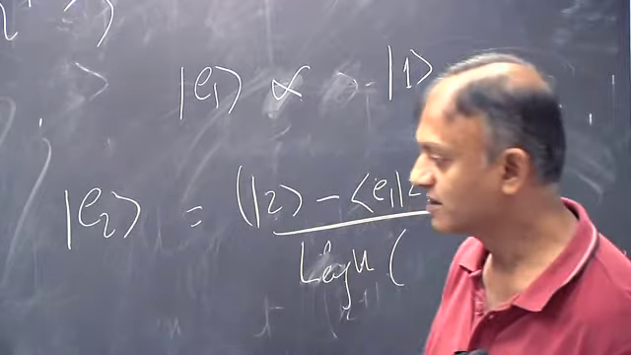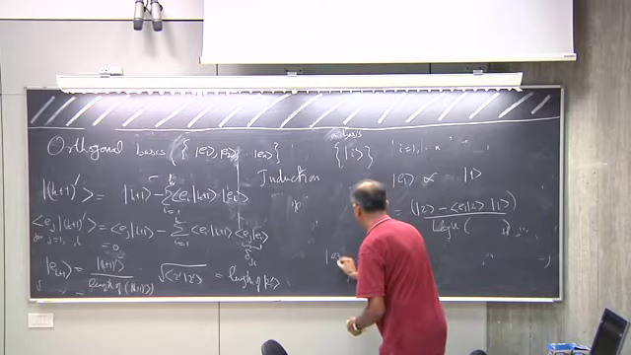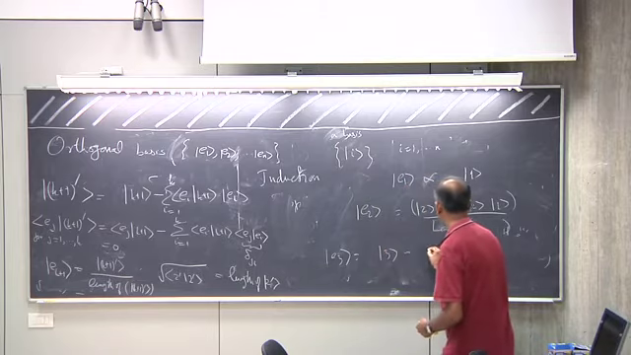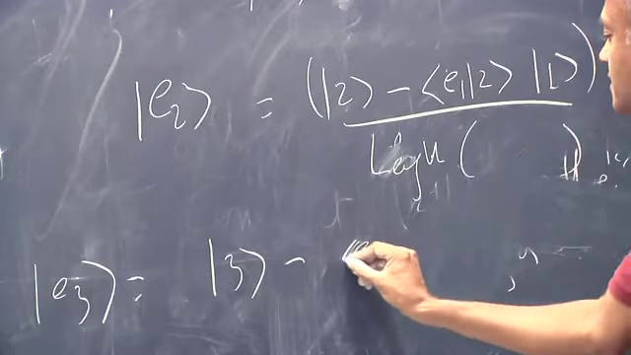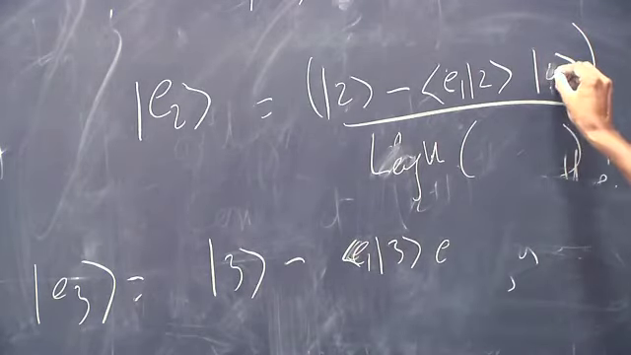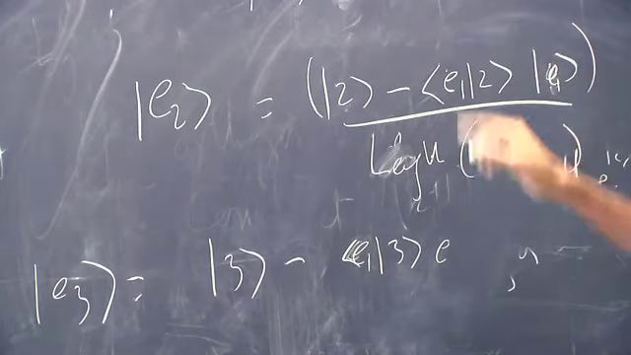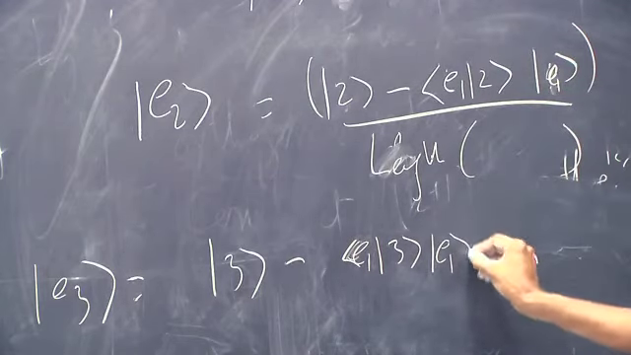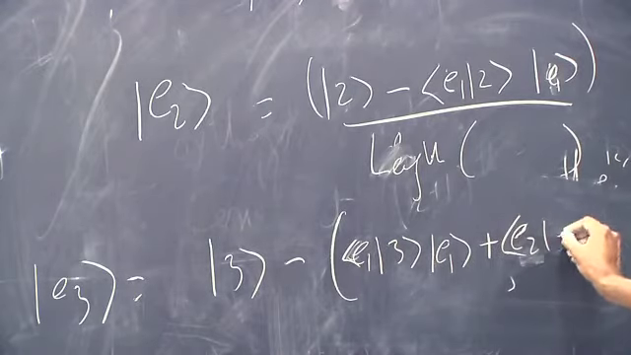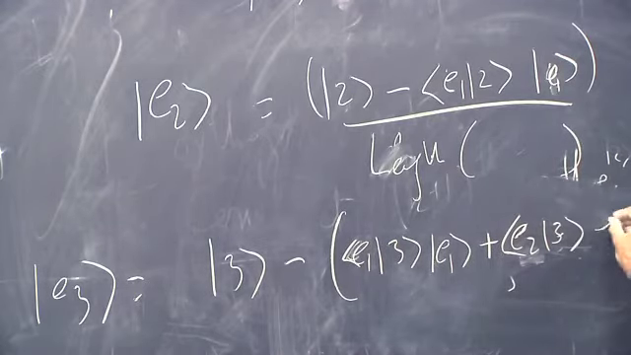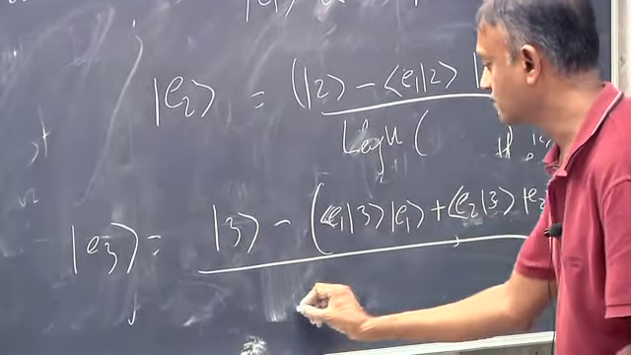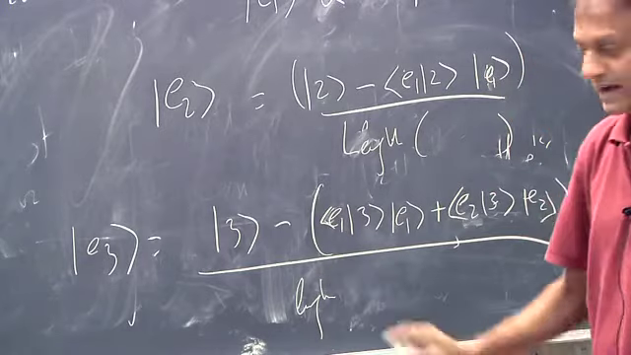Right? Now I go to 3 in this procedure. We start with again 3 minus E1 with 3 times E1. Sorry, this is E1 now. E1 is again proportional to 1, so this is again 1. Right? Plus E2 with 3, E2. Okay, this divided again by the length of this whole thing. Right? This is the procedure.